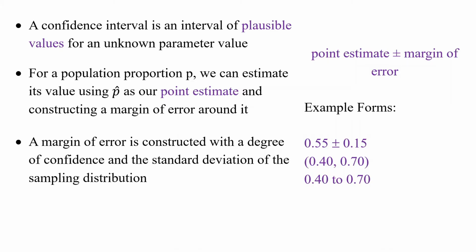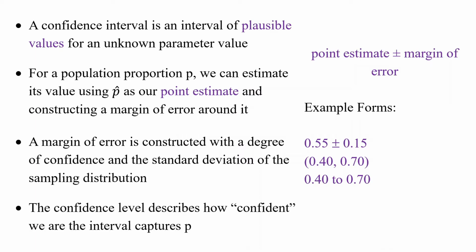That margin of error that we come up with is constructed with some sort of degree of confidence, as well as the standard deviation of our sampling distribution for proportion, with a minor adjustment there. So for that margin of error, we're going to have a degree of confidence that basically communicates how confident we are our population parameter falls inside that interval, and then that standard deviation going around our sampling distribution. So this confidence level describes how quote-unquote confident we are that the interval captures P.